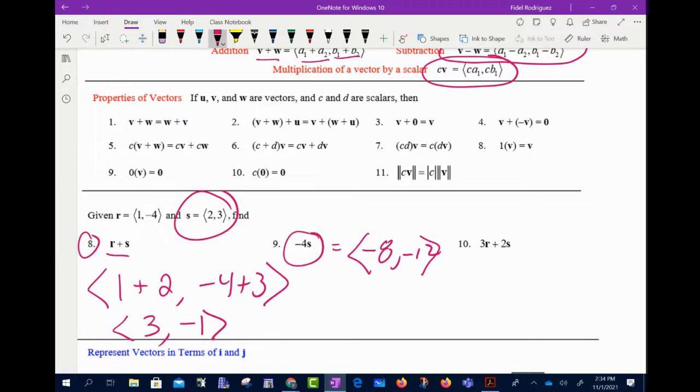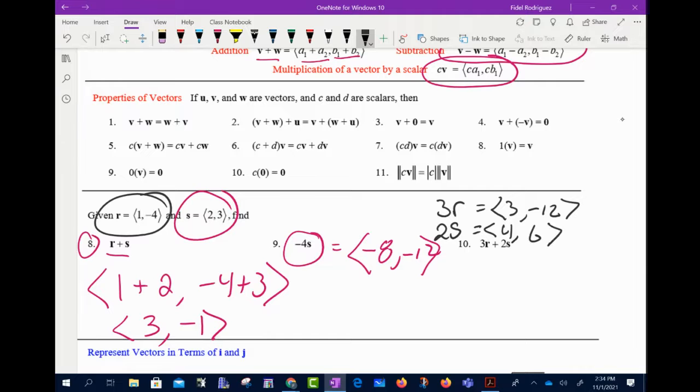So let's take a look at number 10. It says 3r plus 2s. So the first thing I want us to find, y'all, is the vector 3r. Everybody agree that would be 3 and negative 12? Because all I'm doing is taking this vector r and multiplying each of the components by 3. And then if we were going to find 2s, wouldn't that be 4 comma 6? Because all I did is take these components and multiply them by 2.